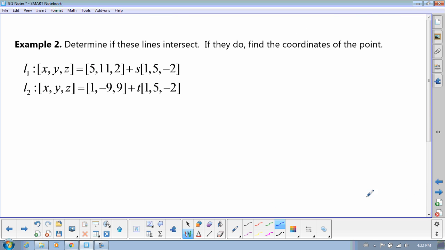Okay, so determine if these lines intersect. If they do, find the coordinates of the point. So what do you think we're going to be using? Whenever we've been finding any of these intersections, we're going to be finding the parametric equations, potentially, to see if they intersect. But first, always look at the direction vectors. In this case, the direction vectors are the same.